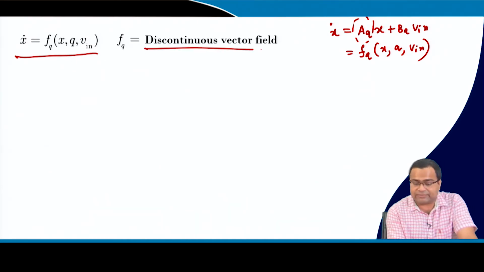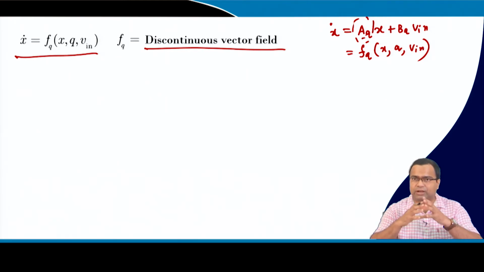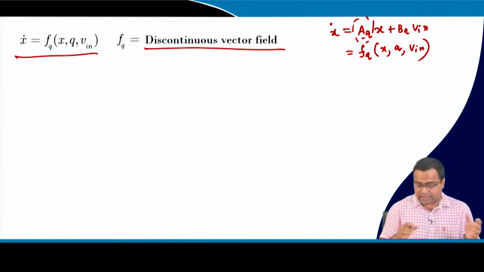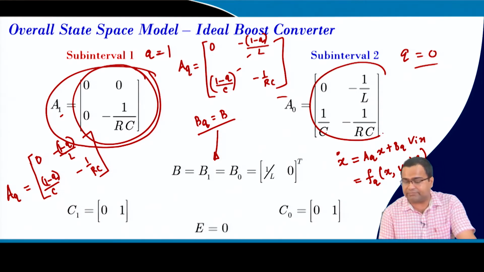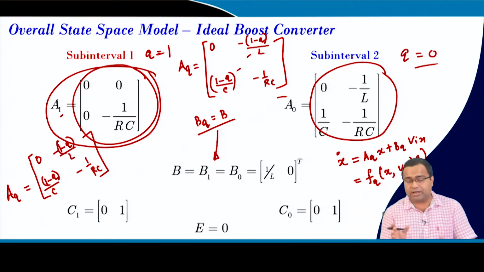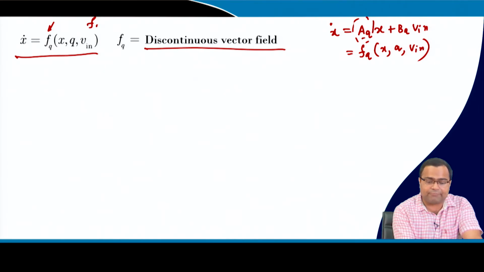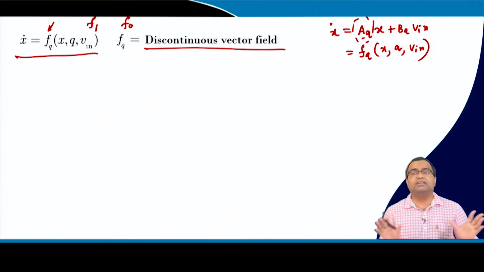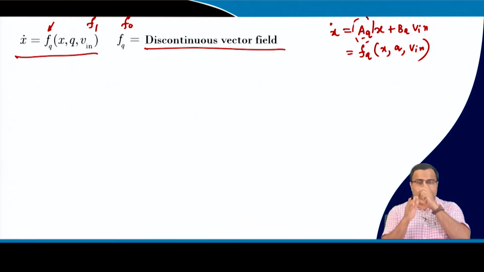But this is a discontinuous vector field because AQ matrix is discontinuous. They are totally different structurally. When Q equal to 1 and Q equal to 0, if you go back, you see this matrix and this matrix are fundamentally different. I mean, if you take the rank of the matrix, the position of this element, you cannot relate them, right. So, they are structurally different. As a result, this vector field, that means if you take F1 and F0, they are fundamentally different. So, that is why this is a discontinuous vector field at the point of discontinuity when your Q changes from 1 to 0 or 0 to 1.